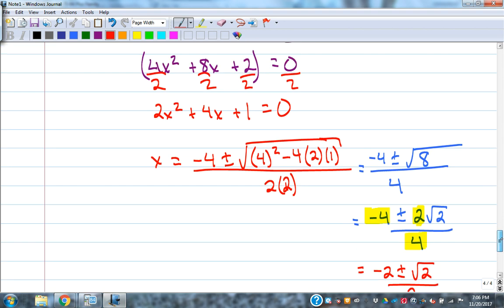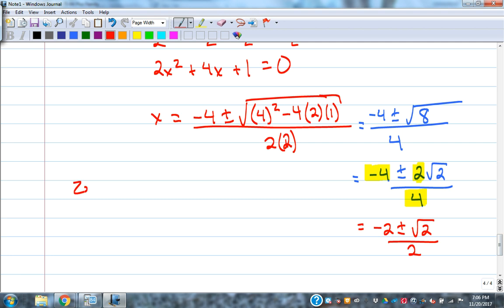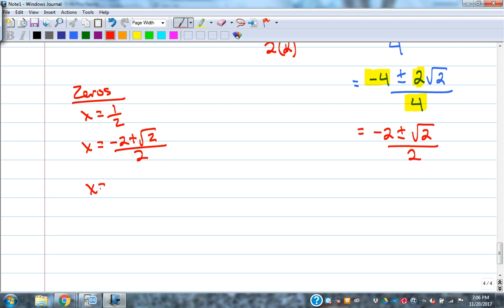So my zeros, I got x equals 1/2. That's the one they gave me. And then I got x equals negative 2 plus the square root of 2 over 2, and x equals negative 2 minus the square root of 2 over 2. We'll get the decimal approximation for those so that I can see them on the graph. I know that that's what those are.